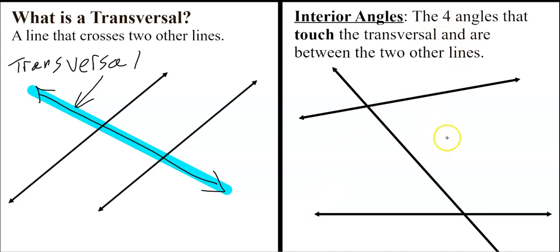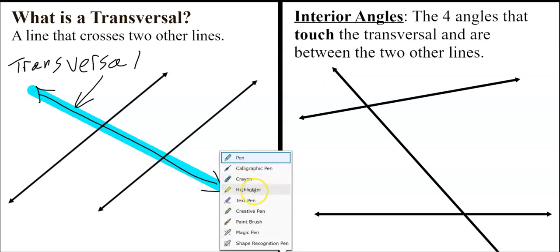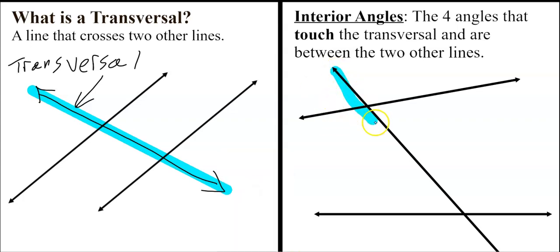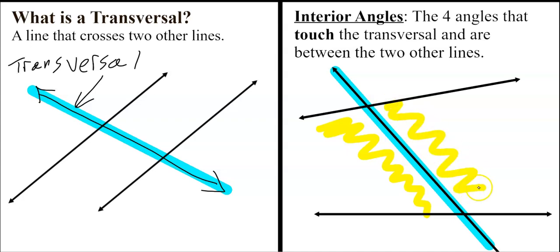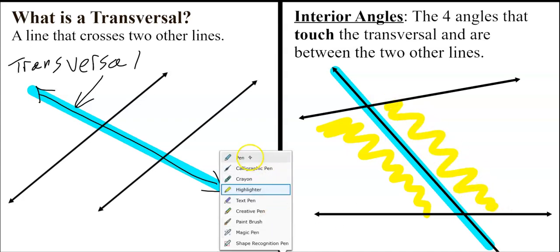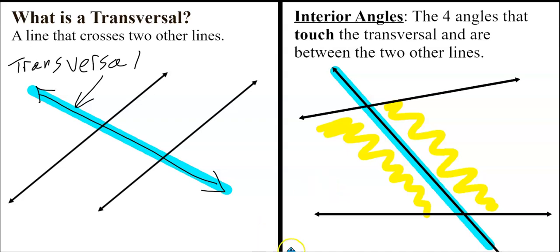Now, as stated in the video, when I have 2 lines cut by a transversal, we make 1, 2, 3, 4, 5, 6, 7, 8 angles. Well, 4 of these angles are going to be interior angles. They're going to touch my transversal right here, and they're going to be between these other 2 lines. So these angles are my interior angles.